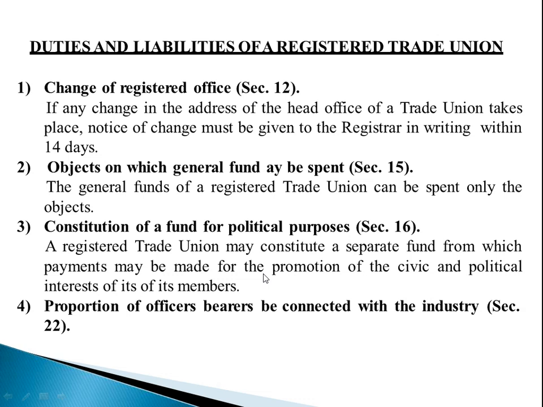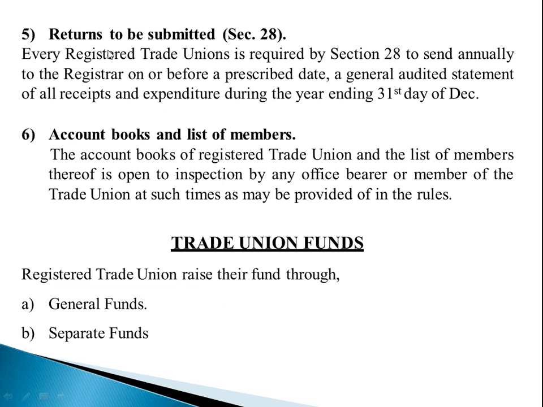When they are using funds for political purposes, they have to constitute the payment of those promotional activities as a separate fund. That has been given under section 16. Then the proportion of office bearers connected with the industry in the trade union is under section 22. Then, as I said, returns should be submitted by the trade union annually.